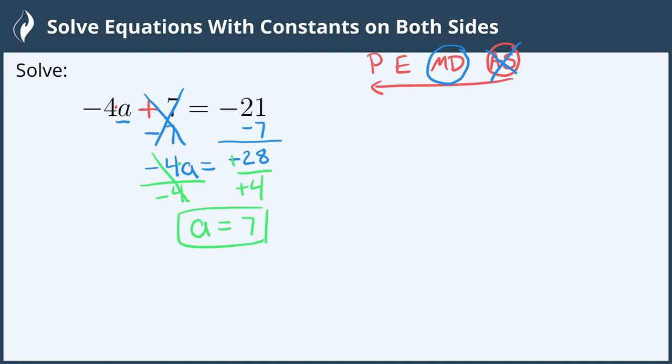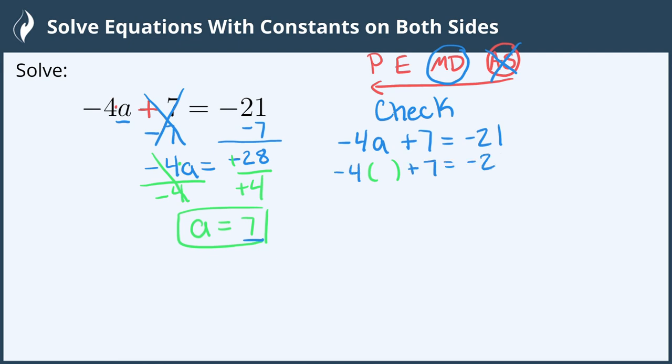And we can always check any equation by going back to the original and substituting in what we got for our answer. Our original equation is negative 4a plus 7 equals negative 21. And to substitute, we will replace the variable with a set of parentheses to help keep all of the operations and signs correct. And we will substitute 7 in for a inside our parentheses.